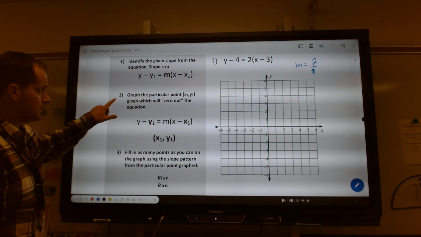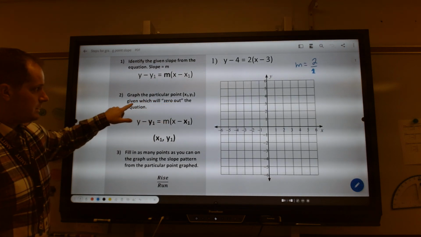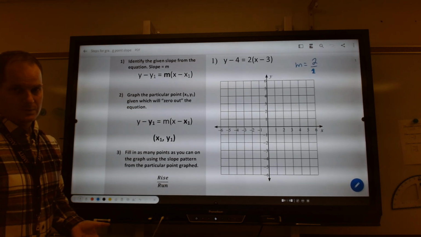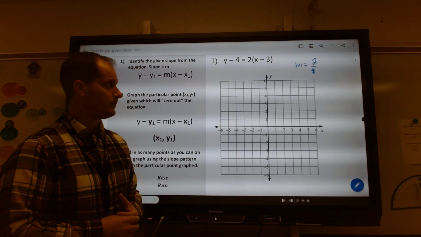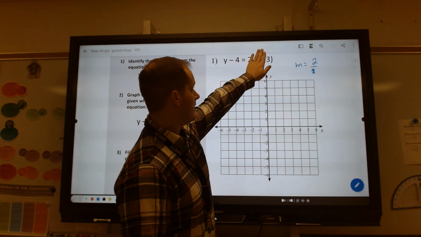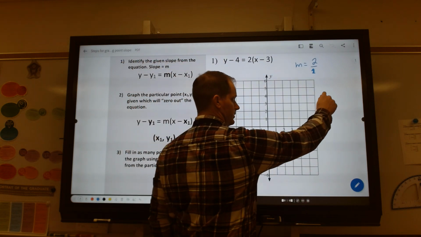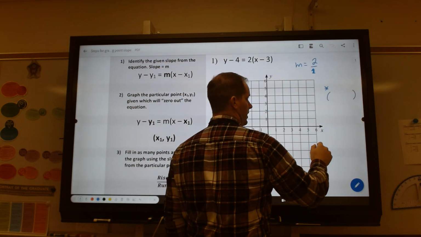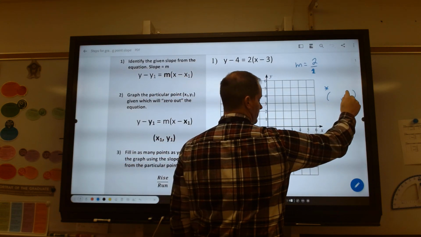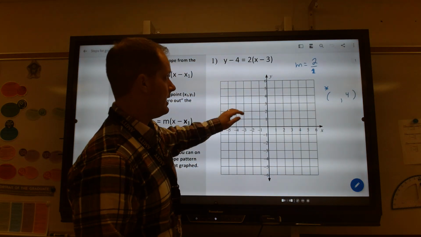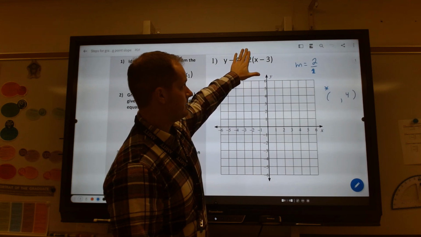The second thing we want to do is graph a particular point, your x sub 1, y sub 1, which basically gives you a value that zeroes out the equation. So we want to make a point that works, that we know will zero out both sides of the equation. On my y side, the only value I can use for y to zero out is the value of 4. So using our particular point, we know that if we want to zero out the equation, meaning put your equation in balance, y must be 4, because 4 minus 4 is 0. And at the same time, if I want my x value to zero out, the only x value I can have here is that x must be 3.